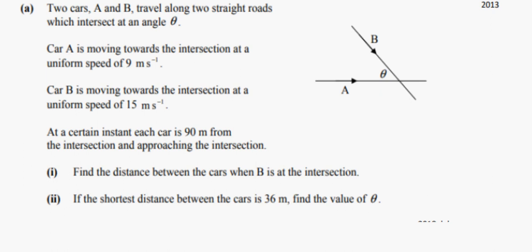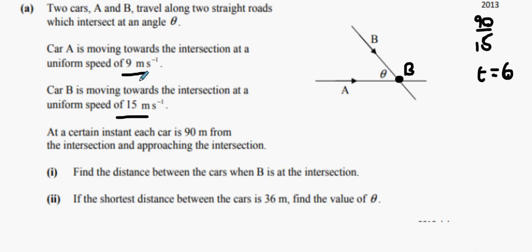Well, it's safe to say car B is getting there first, isn't it? Everybody happy that car B is going to get there first? Right. How many seconds into the future will car B reach the intersection? 6 seconds. 90 divided by 15, t equals 6. Right? 6 seconds in the future.